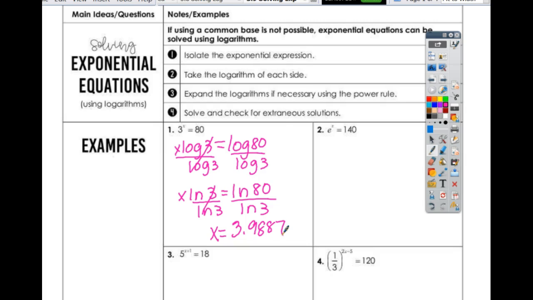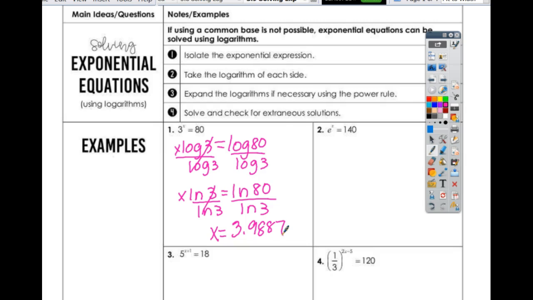So everybody should end up with 3.9887. Because it doesn't matter if you use the log or the ln. You get the same answer. We are always going to use the ln, because when we have a base e, you have to use the ln. So we're not switching back and forth. We're just always going to use the ln.